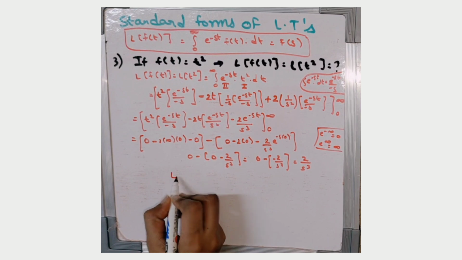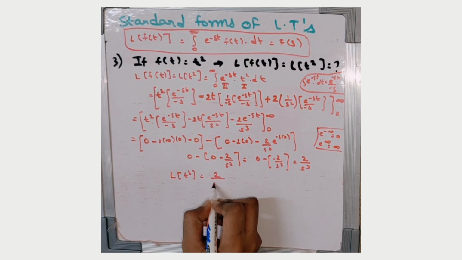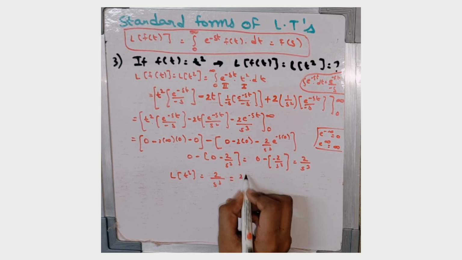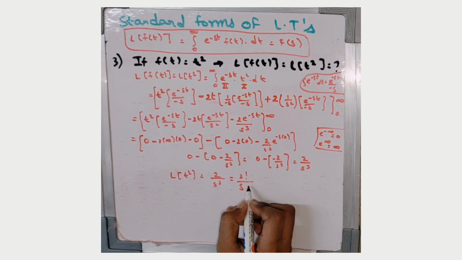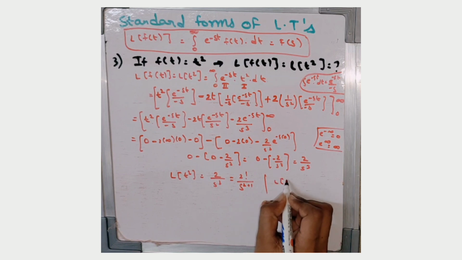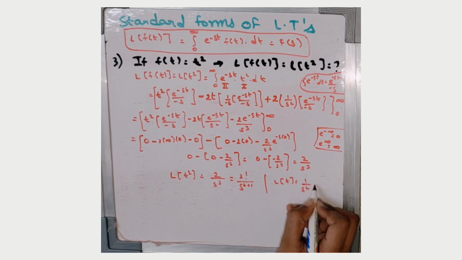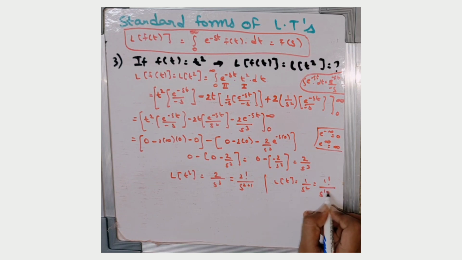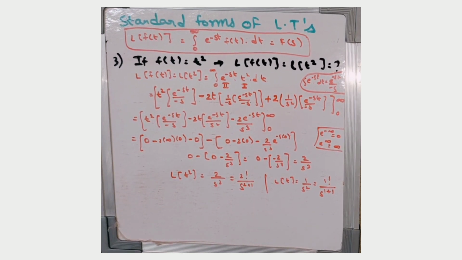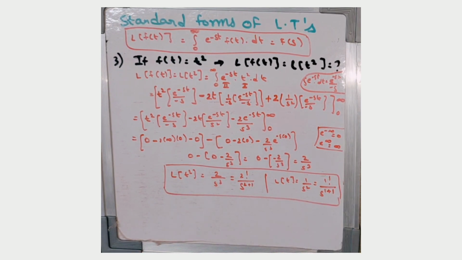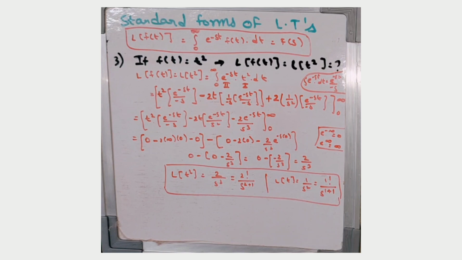So you can write Laplace transform of t square as 2 by s cube, or you can write it as 2 factorial by s power 2 plus 1. If you remember, the Laplace transform of t is 1 by s square, which is 1 factorial by s power 1 plus 1. Or simply, we can prove that Laplace transform of t power n is n factorial by s power n plus 1.